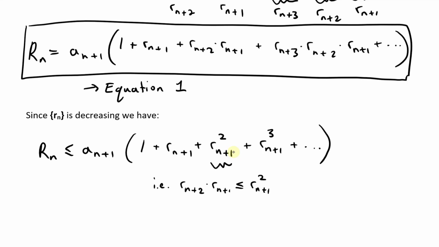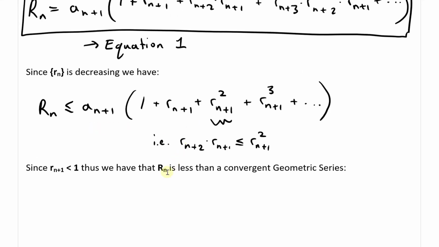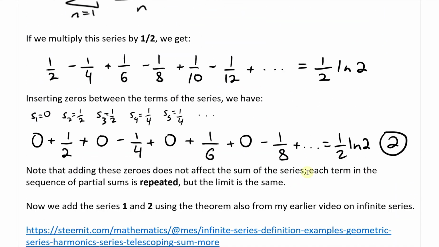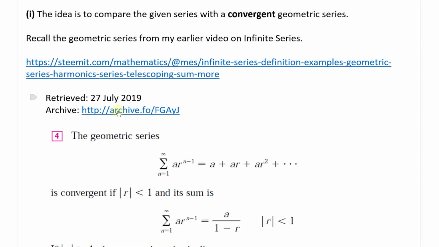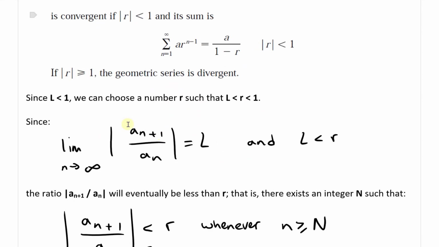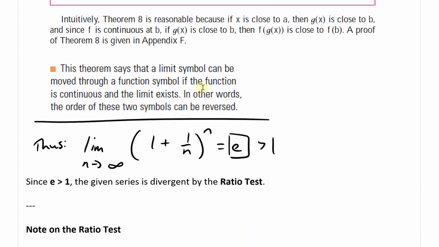So notice what we have. We have a geometric series. Since r_{n+1} is less than 1, thus we have that R_n, the capital R_n, is less than a convergent geometric series. Remember the geometric series from earlier in this video: the summation from n equals 1 to infinity of ar^{n-1} equals a plus ar plus ar squared, and so on. It's convergent if the absolute value of r is less than 1, and the summation is a over 1 minus r. If it's greater than or equal to 1, the geometric series is divergent. We're given that r_{n+1} is less than 1.